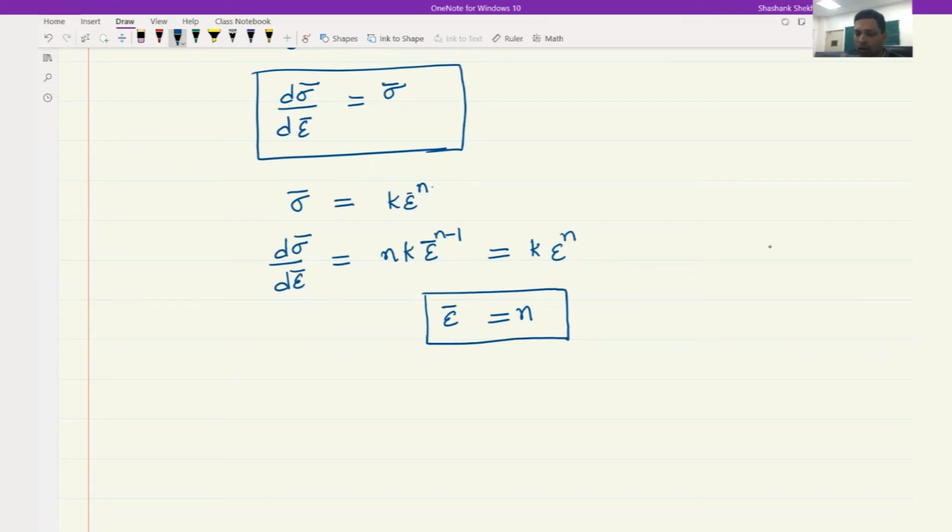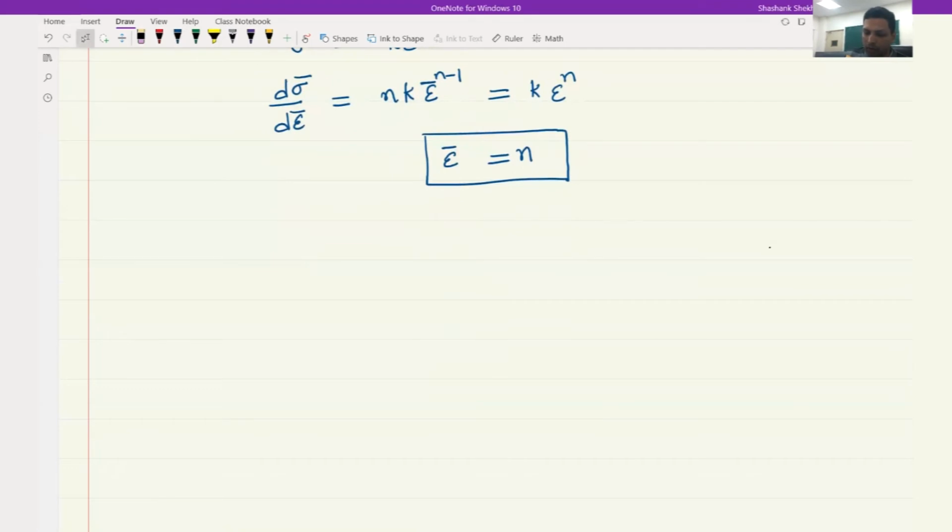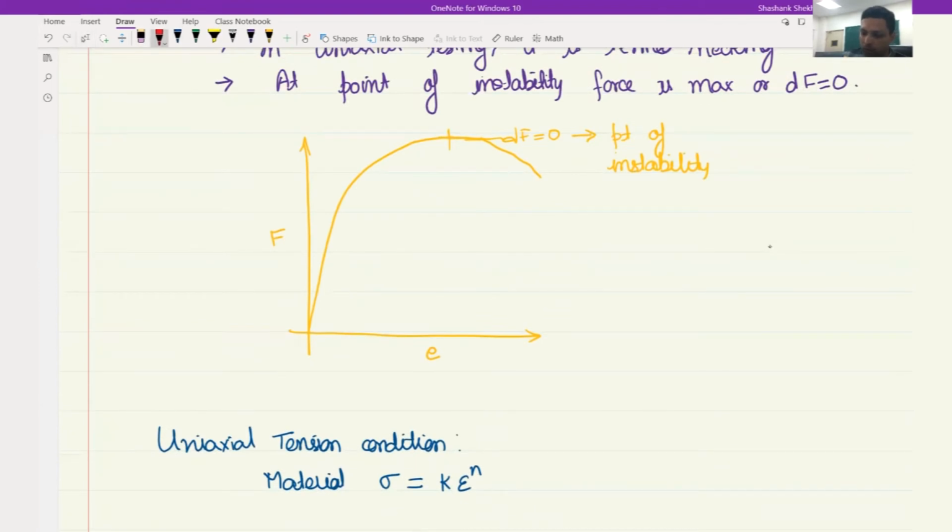So for a uniaxial condition, this is a very useful result. What it says is that if we know the power law hardening relation, then the n, the strain hardening exponent, also gives you the uniform elongation value that you can expect in this material. Or in other words, let me go back and use this one. So this is the point. Only up to this point you get uniform elongation. That much we understand.